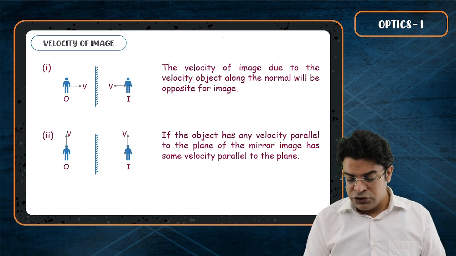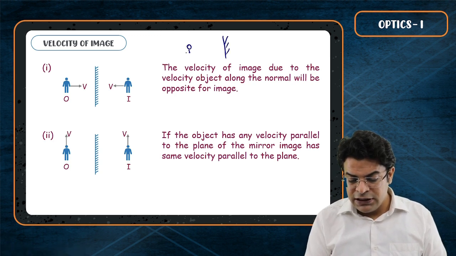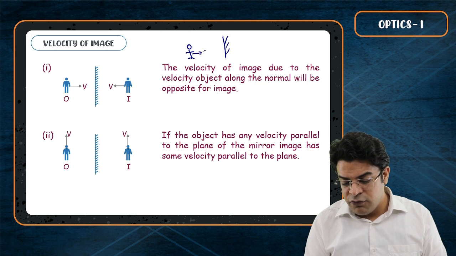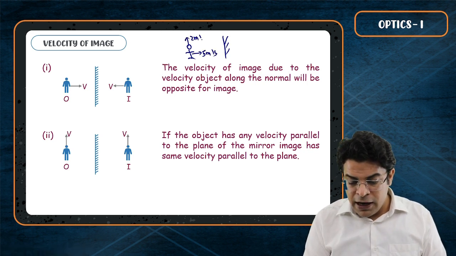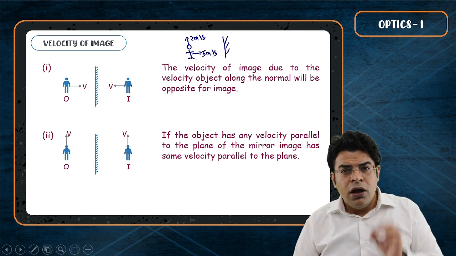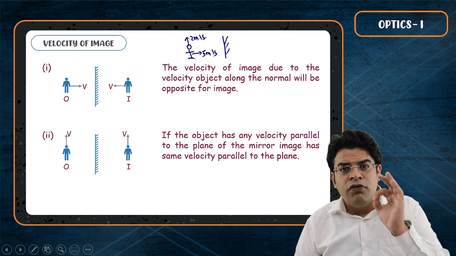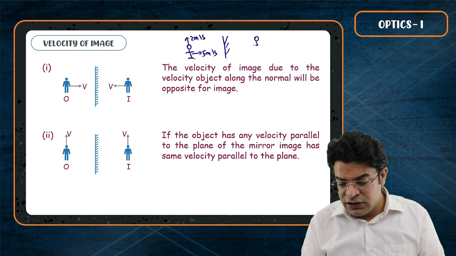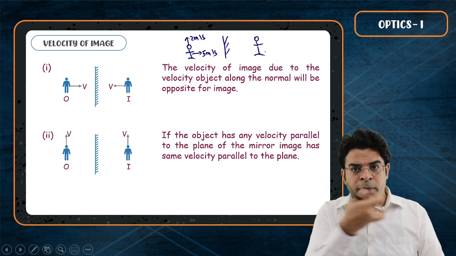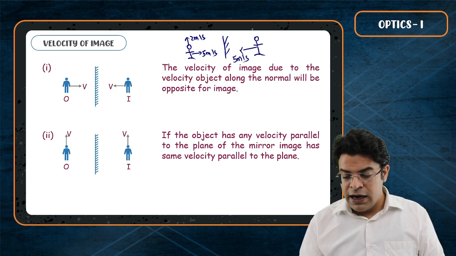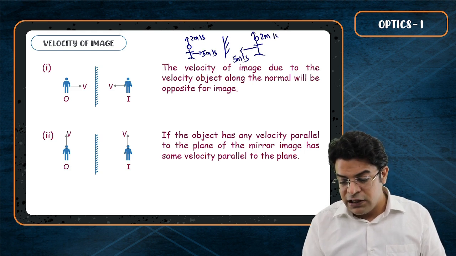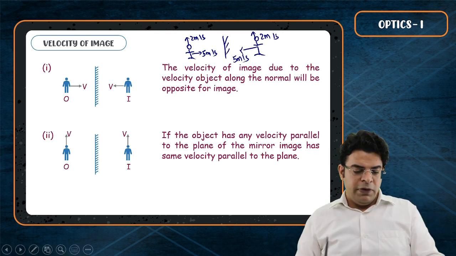So if I ask you this question, that there is a person who has a velocity of 5 meter per second along the normal, 2 meter per second parallel to the plane of the mirror, what will the velocity of image look like? So you will say that, sir, the velocity vector along the normal will flip. So here the image will have velocity of 5 meter per second towards left and a velocity of 2 meter per second in the same direction parallel to the plane.